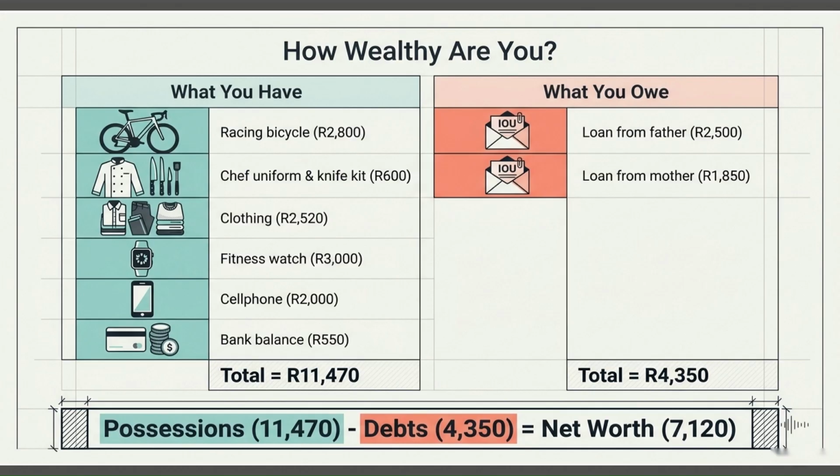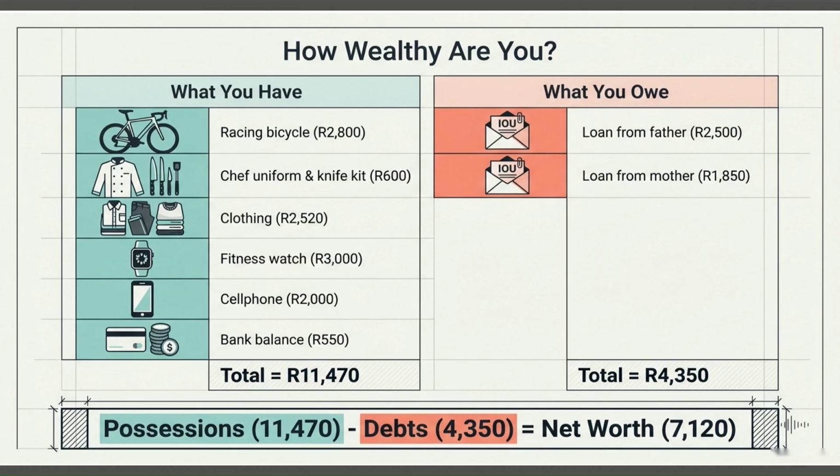Now, what do you owe? A loan from your father of 2,500 rand, a loan from your mother of 1,850, 4,350 rand of debt. Take the debt away from the possessions. 11,470 less 4,350 leaves 7,120 rand. That figure is your net worth. It is what would genuinely be yours if you sold everything you own and settled everything you owe on the same afternoon.